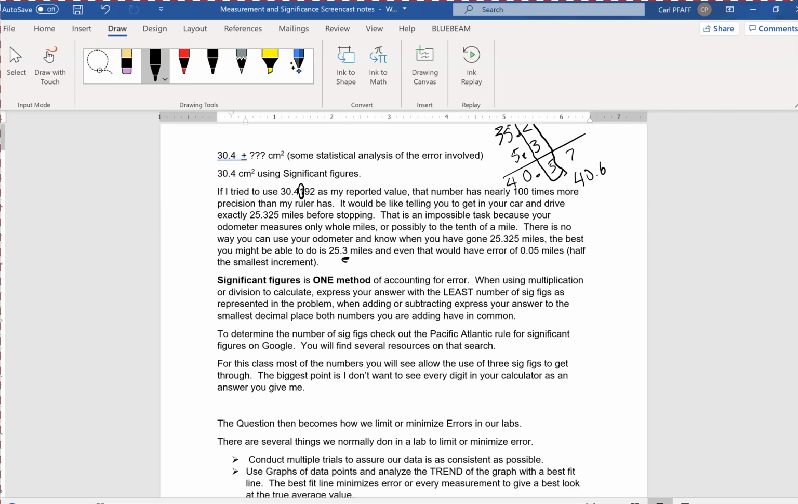If you need a refresher on how to determine the number of sig figs in a problem, just search Pacific Atlantic Rule for sig figs on Google. You'll find a bunch of sources on that. And that's the easiest way to deal with sig figs. There's some people that use a whole bunch of different rules that get all chaotic and crazy that you forget. If you just follow the Pacific Atlantic Rule, you won't have any issues. But for us, we really don't have to sweat it too much.